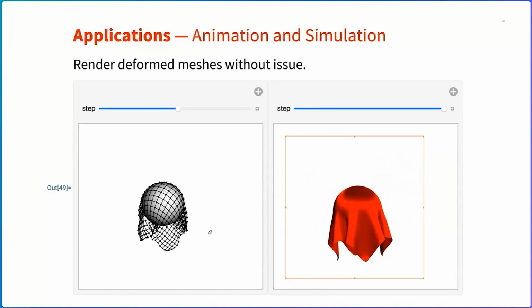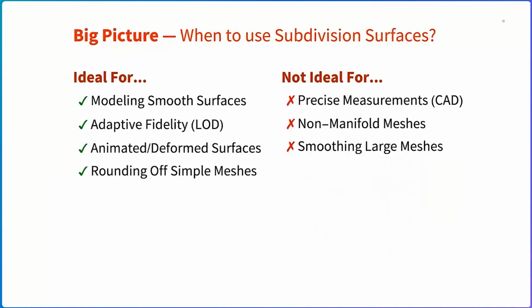All right, to wrap up this discussion, let's compare the use cases that are ideal for subdivision surfaces and those that are not. The ideal use cases include 1, modeling smooth surfaces, such as animals or products. 2, when adapted mesh fidelity is needed, such as with LODs. 3, we have animated or deformed meshes, like we saw with the cloth simulation. And lastly, 4, to use as a mesh processing operation to round off simple meshes.